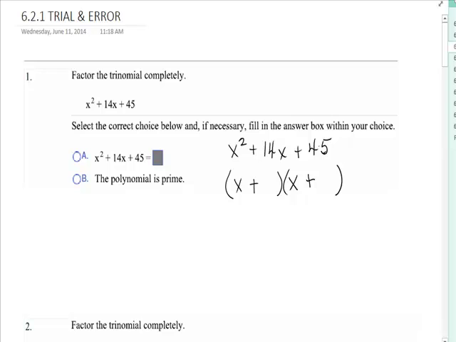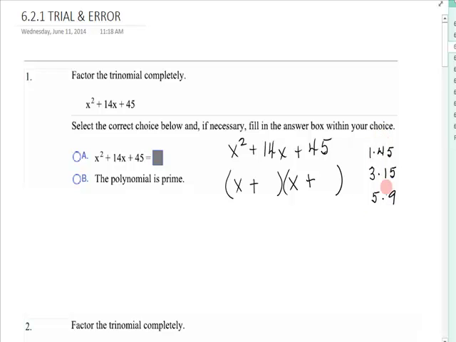But there are a lot of different numbers that blank times blank gives me 45. It could be 1 times 45. 2 doesn't go in there, but 3 does. It could be 3 times 15. 4 doesn't go in there, but 5 does. 5 times 9. 6 doesn't go in, 7 doesn't go in, 8 doesn't go in. And when I say 9 and it's already in my list, I know that I've got all the possibilities.